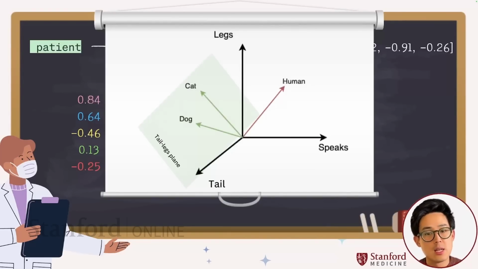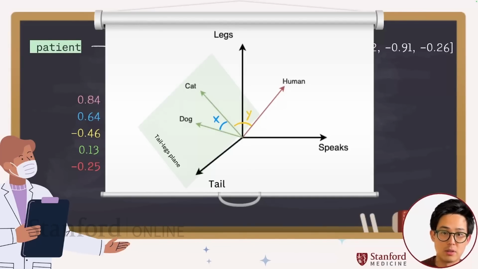To illustrate this, let's take a look at a simplified vector space. We are working with just 3 dimensions here: legs, tail, and speaks. Each color arrow here represents the embedding of a particular concept: cat, dog, and human. Notice the angle X labeled between the vectors for cat and dog, which is much smaller than the angle Y labeled between cat and human.